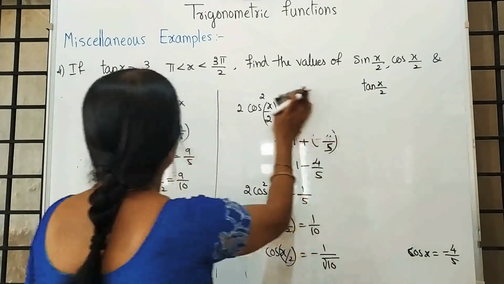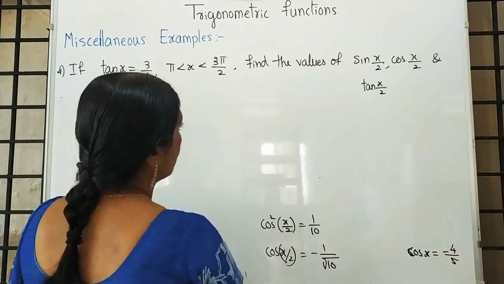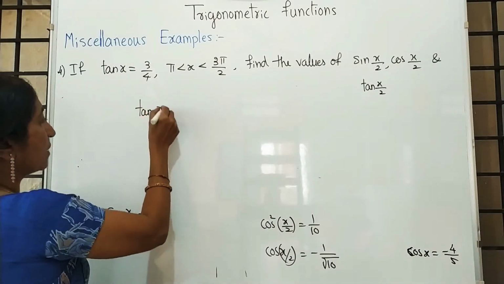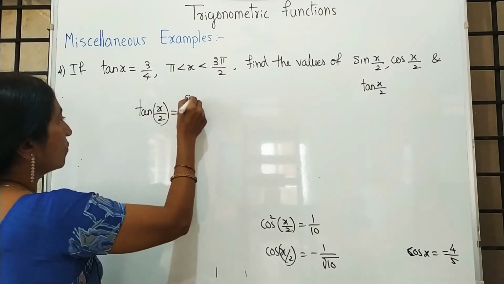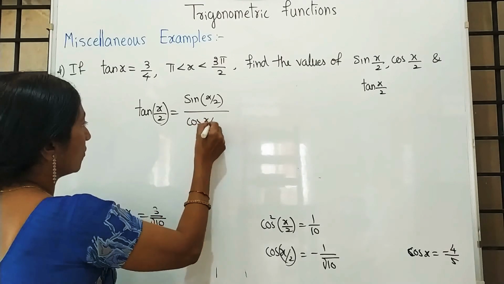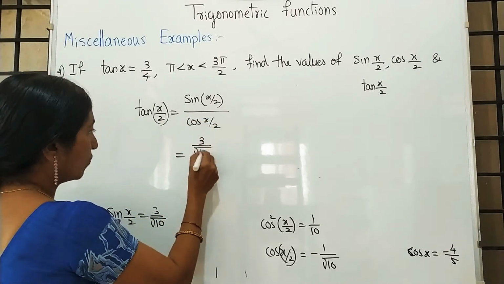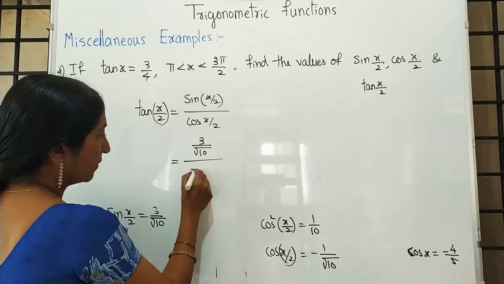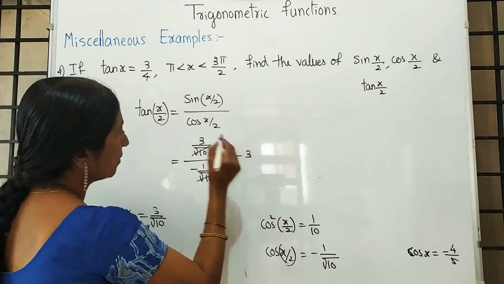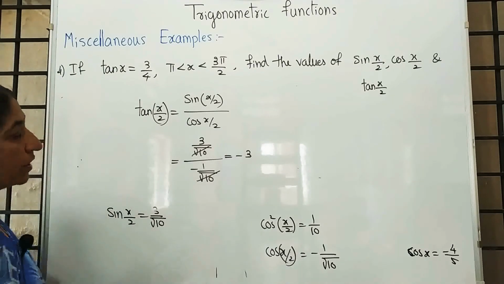Now write down tan x by 2. Tan x by 2 is equal to sin x by 2 divided by cos x by 2. Sin x by 2 is 3 upon root 10, and this is minus 1 upon root 10. They get cancelled. The answer is minus 3. So, is it simple and interesting or what? Yes. Moving to the next example.